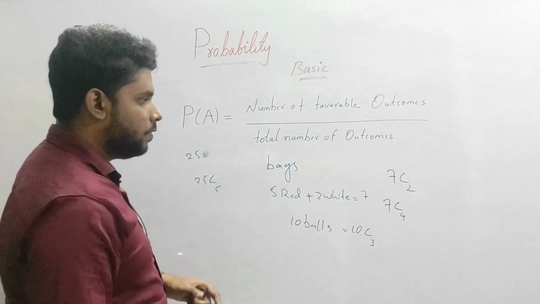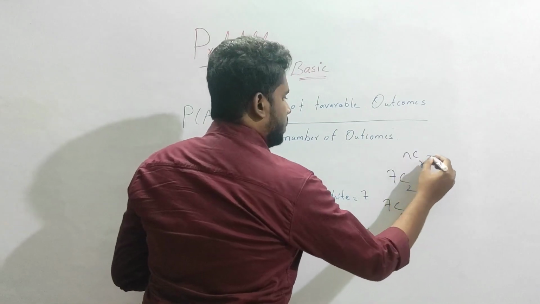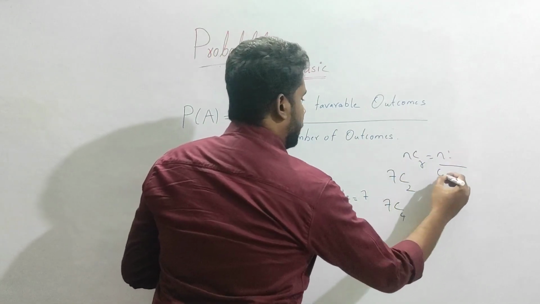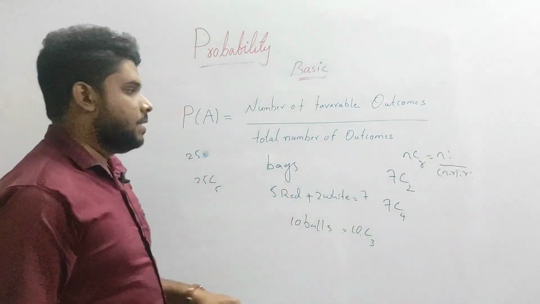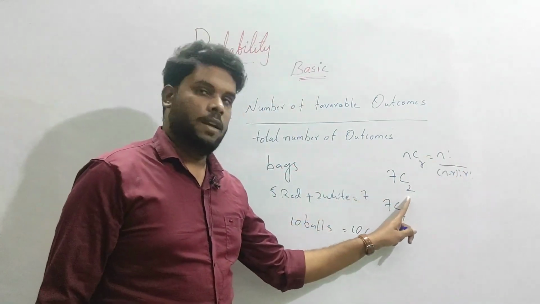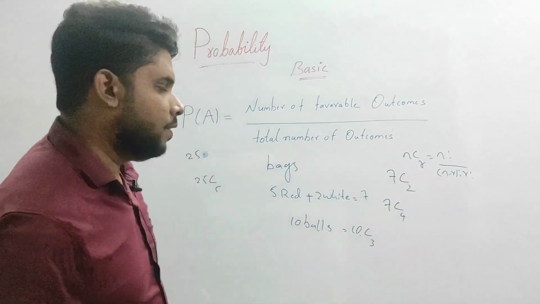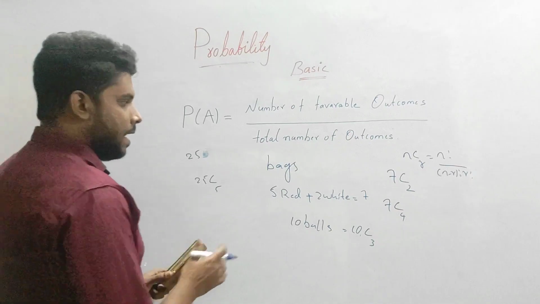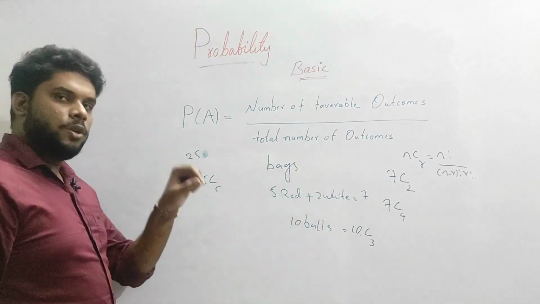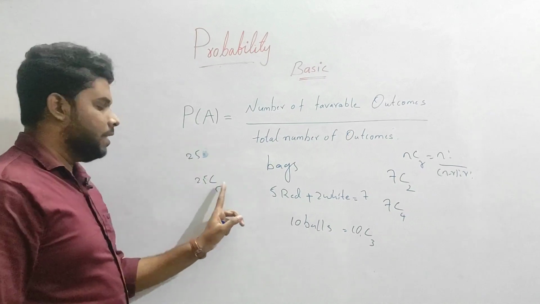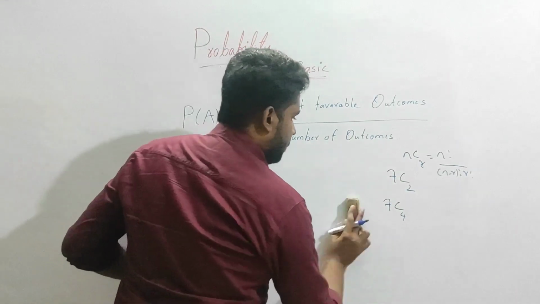So how do you solve this problem? There is a formula, nCr, which is equal to n factorial divided by (n minus r) factorial times r factorial. Here this represents n and this represents r. By using this formula we are going to find the answers, and in our upcoming videos we are going to solve them. So this is the basics about bags. Remember one thing: 25 students, from 25 we are selecting 5, means we write 25C5. This is about bags, dice and coin problems.